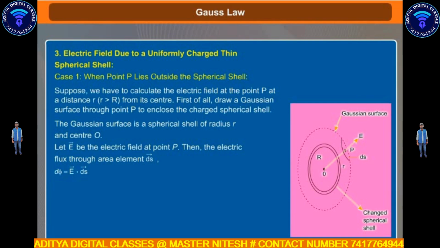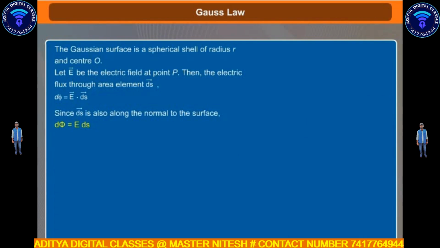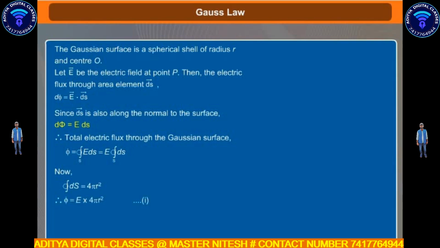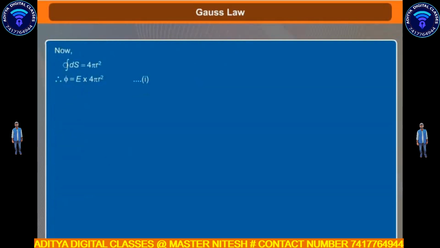Then, the electric flux through area element dS, d phi, is equal to E dot dS. Since dS is along the normal to the surface, d phi is E dS. Therefore, total electric flux through the Gaussian surface, phi, is integral E dS, which is equal to E integral dS. Now, integral dS is equal to 4 pi r square. So, phi is equal to E into 4 pi r square. Let it be equation 1.